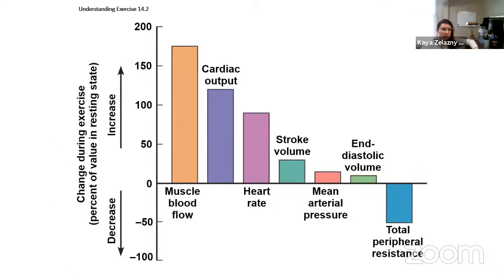Okay, so this is just a graph of some of the things that change during exercise, because a lot of things are going on when you're exercising. So you can see how a lot of these have effects on your blood pressure, basically. So overall, we're increasing cardiac output because we're increasing the heart rate, we're increasing the stroke volume, but we may be dropping down the total peripheral resistance as we're dilating our blood vessels to get lots of blood flow to the muscles. We're also having effects on end diastolic volume.